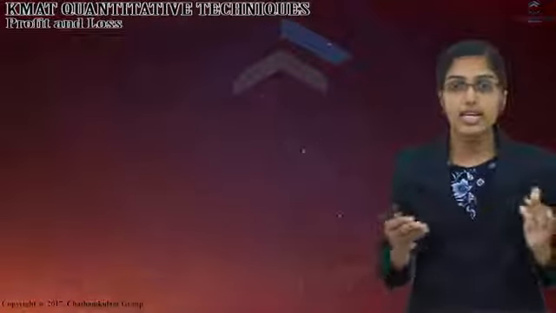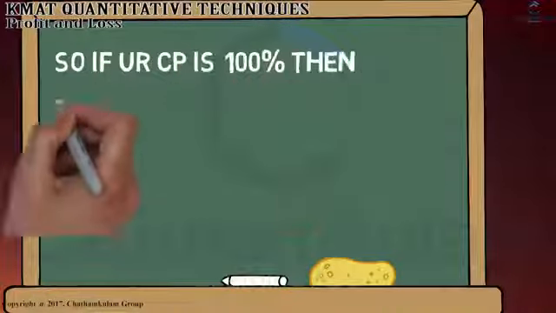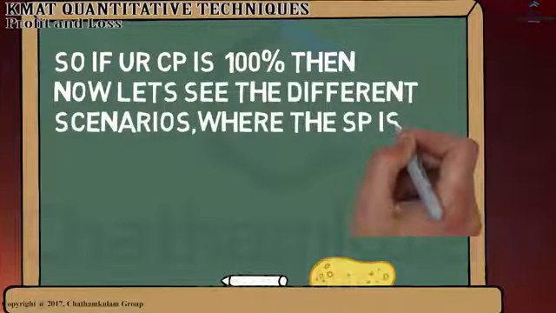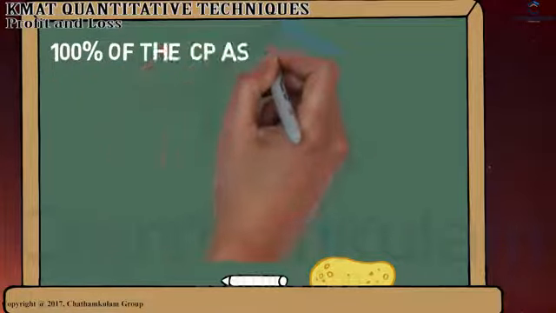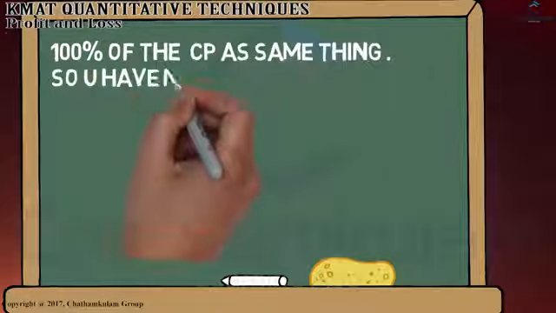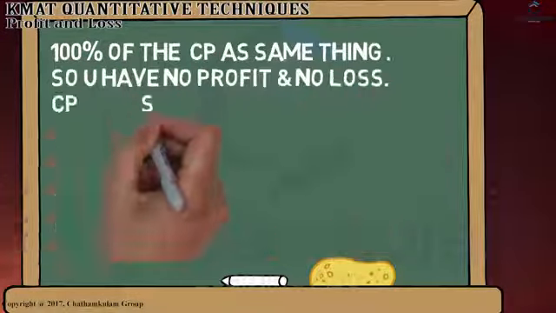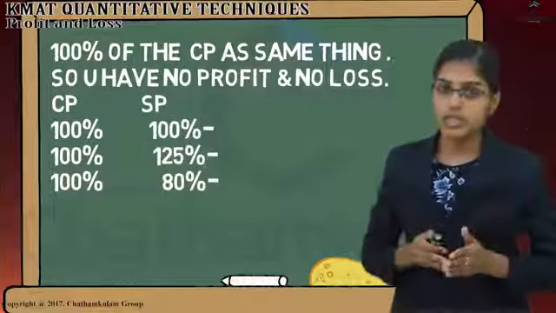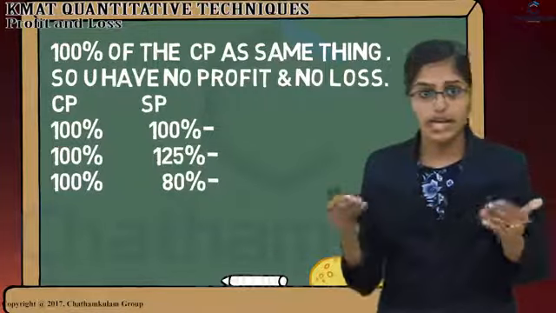So in general, if your CP is 100%, now let's see the different scenarios. Where the SP is 100% of the CP, it is the same thing, so you have no profit and no loss. So here there are two things, CP and SP. Both are 100%, that implies no profit and no loss.